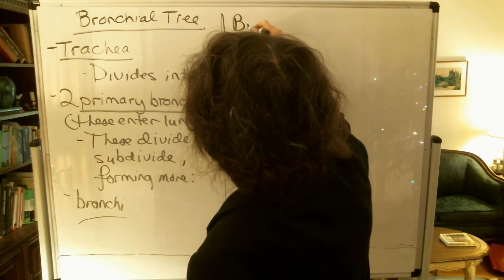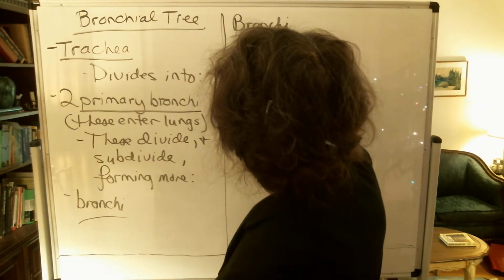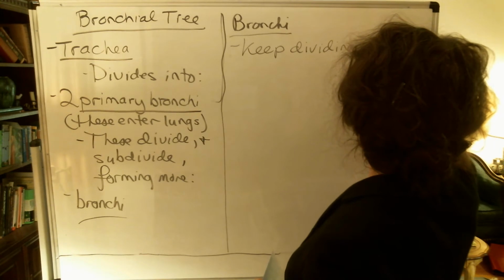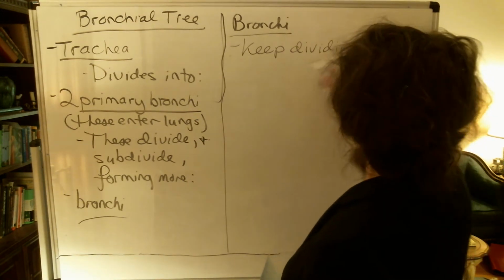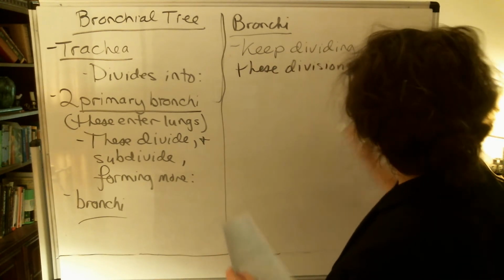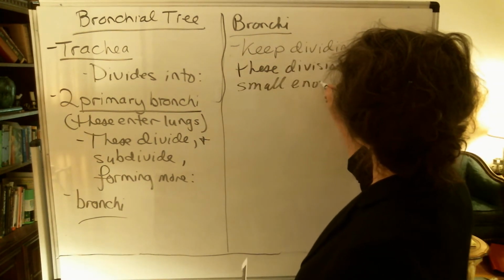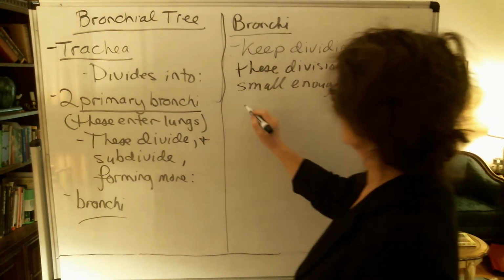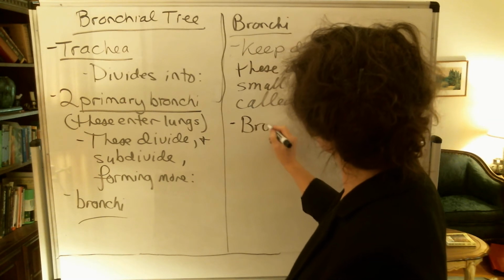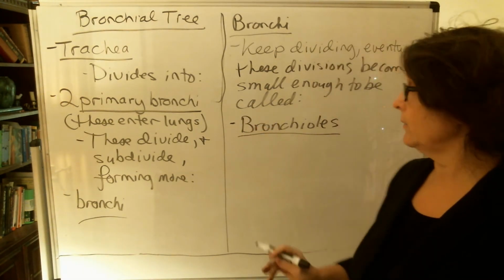So the bronchi then keep dividing, and eventually these divisions become small enough to be called bronchioles. And there are structural differences along the way, but I will get to that in another lecture.